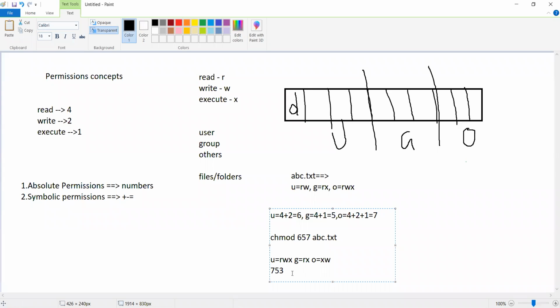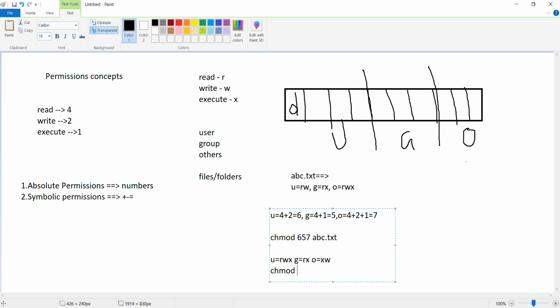So this is how we generally do it with the help of absolute permissions, guys. Similarly, if I want to assign the same kind of permissions, we have one more method which we call symbolic permissions. Symbolic is where we define the permissions in terms of symbols. In the chmod command, what I have done is directly keep the command 657 abc.txt. Straight away, I define this particular command.